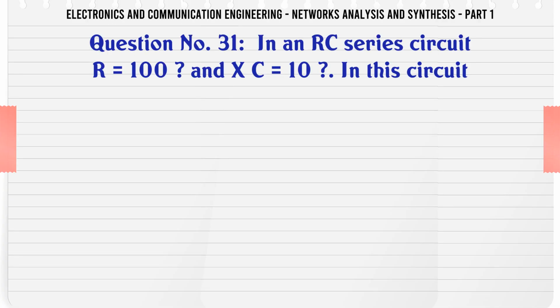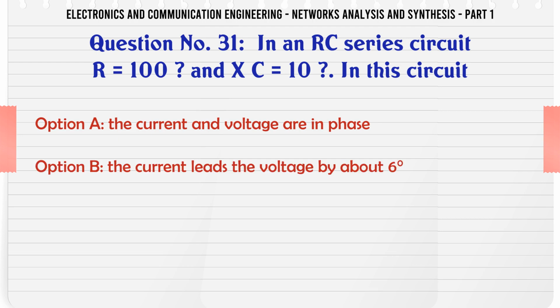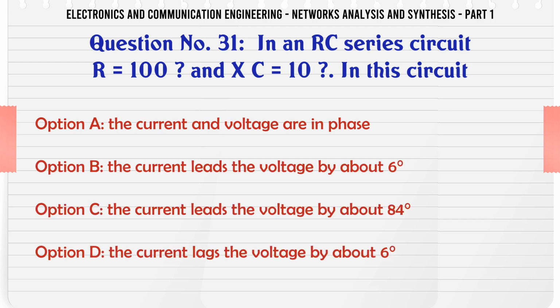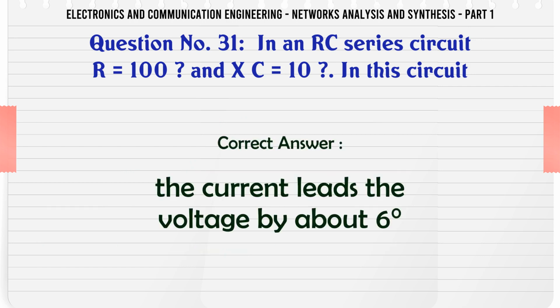In an RC series circuit R is 100 and XC is 10. In this circuit, A the current and voltage are in phase. B the current leads the voltage by about 6. C the current leads the voltage by about 84. D the current lags the voltage by about 6. The correct answer is the current leads the voltage by about 6.